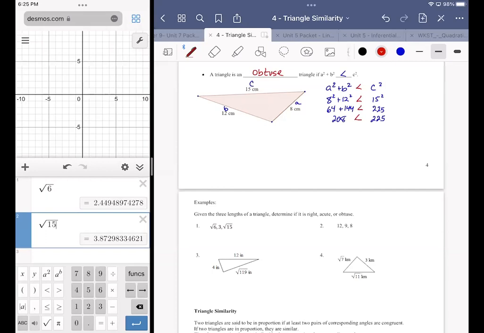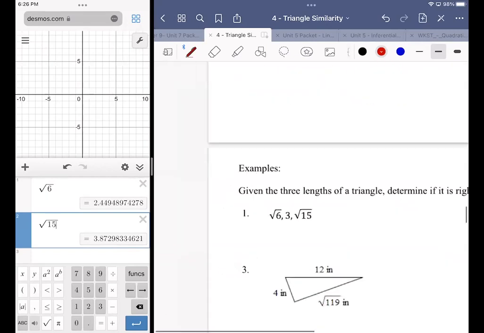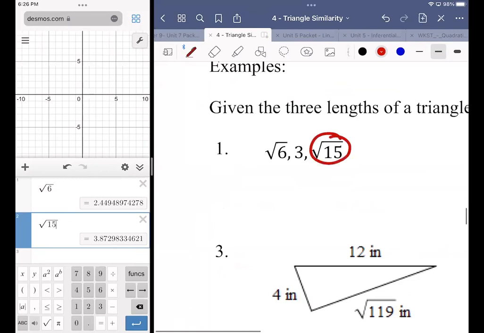Just because 15 is bigger than 3 doesn't mean the radical of 15 gives a value that's bigger than 3. For example, if this said radical 6, 3, and radical 7, radical 7 might look like it's bigger than 3, but it is not. So double checking in the calculator is the way to go. But once you've identified the longest side, that becomes your C.